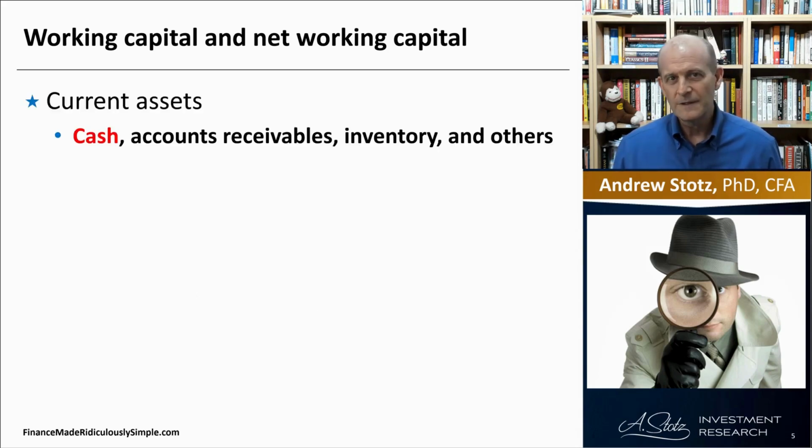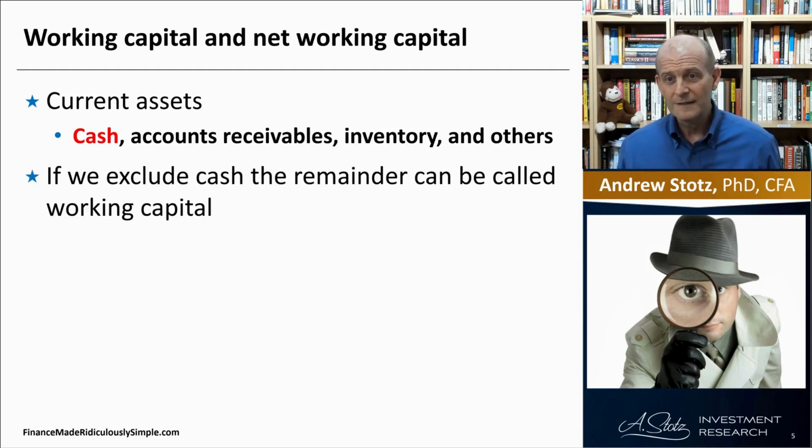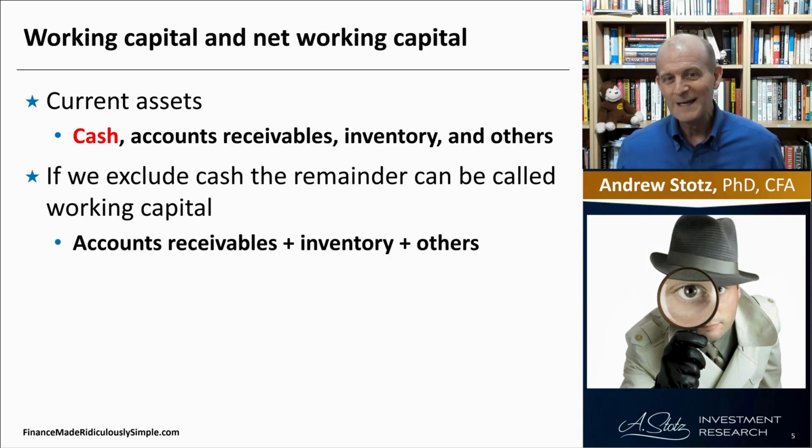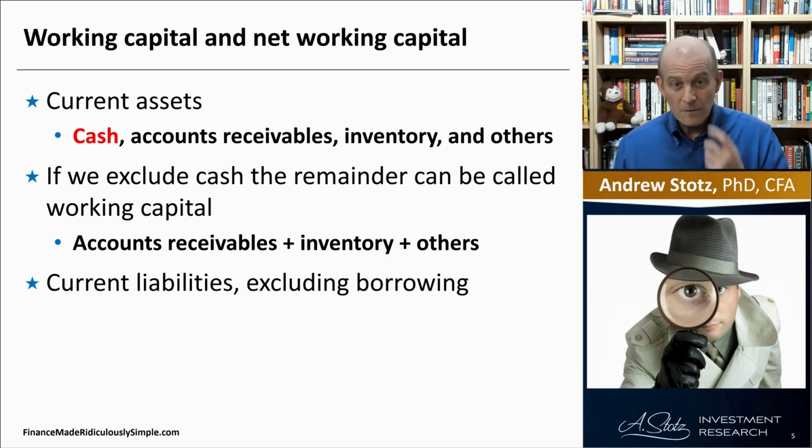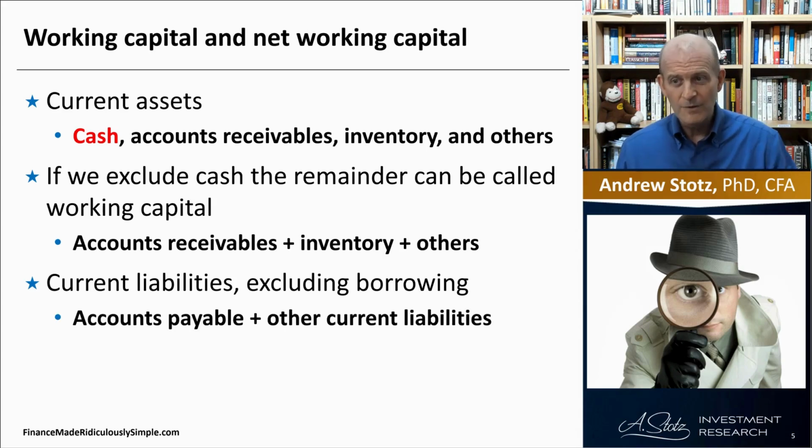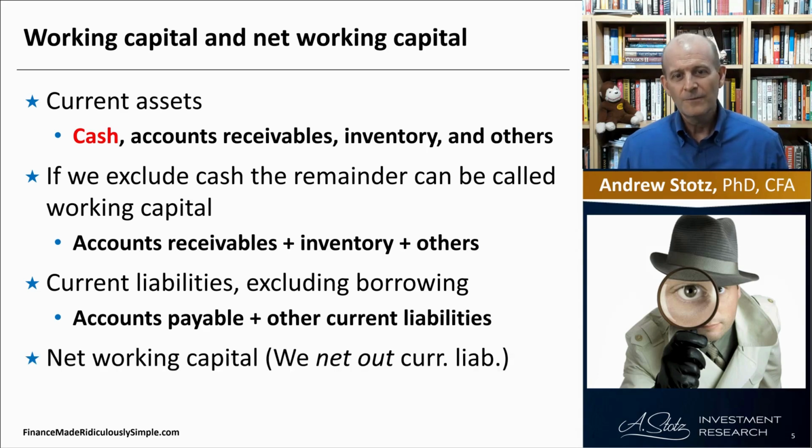First, we have current assets. We know they're cash, accounts receivable, inventory, and others. And if we exclude cash, the remainder could be called working capital, and that's what I call it. Working capital is the assets of this calculation. It's accounts receivable, inventory, and others. And the current liabilities, excluding borrowing, are accounts payable and other current liabilities. So the calculation of net working capital is when we net out the current liabilities from the working capital.